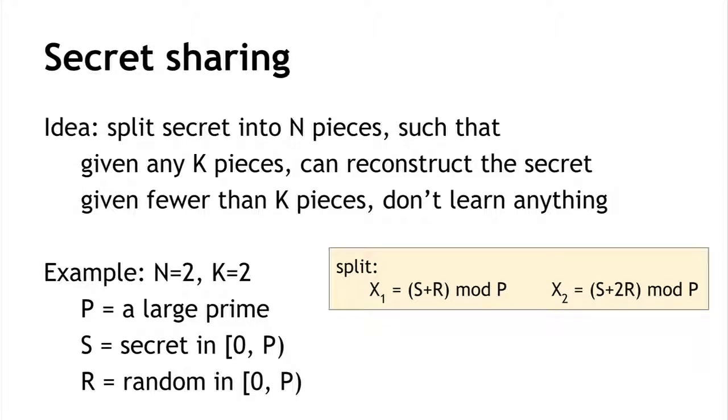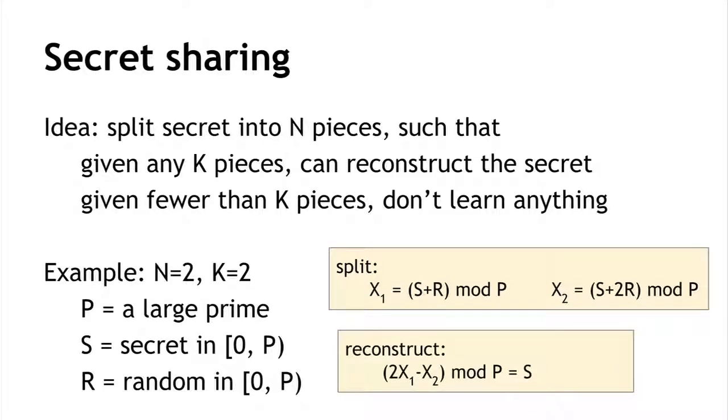Piece x1 is going to be s plus r modulo p. And remember that modulo is the operation that's sometimes written with the % sign in programming languages. It just means take this value s plus r and divide it by p and keep the remainder when we do that division. That's s plus r modulo p. So that'll be x1, our first share. And the other share, x2, is going to be s plus 2r modulo p.